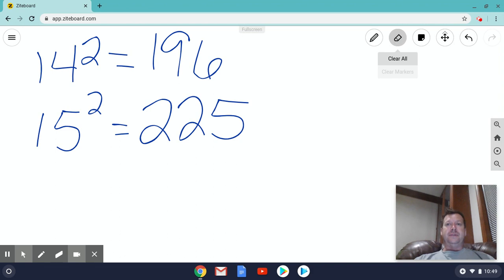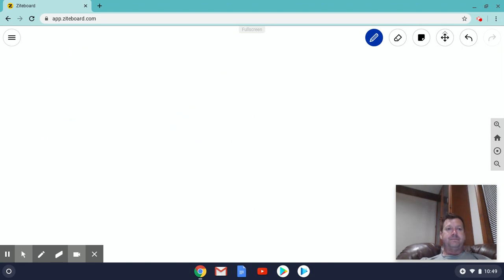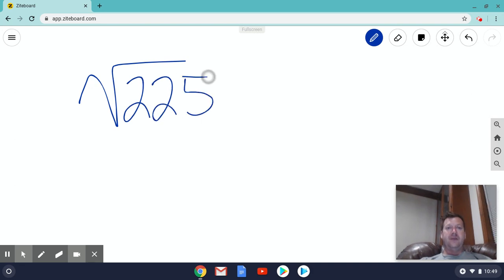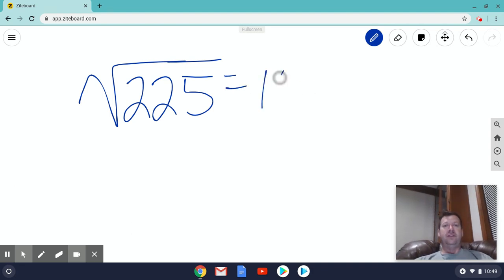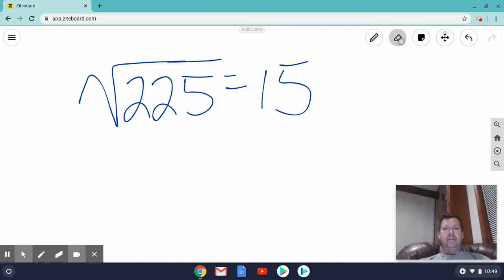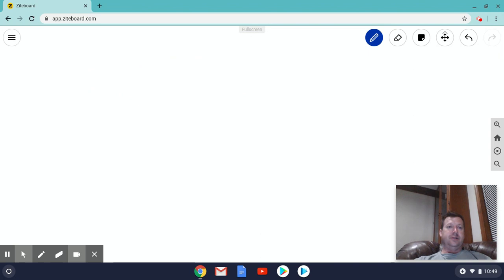Now we're going to do the opposite. Now those were perfect squares. So 15 squared is 225. 225 is a perfect square. So if I were to find the square root of 225, this is called a radical symbol, by the way. And so this is asking me to find the square root of 225, which means what number times itself equals 225? Well, the answer to that is 15, because we said 15 times 15 was 225. And we're going to go through and do all of these.